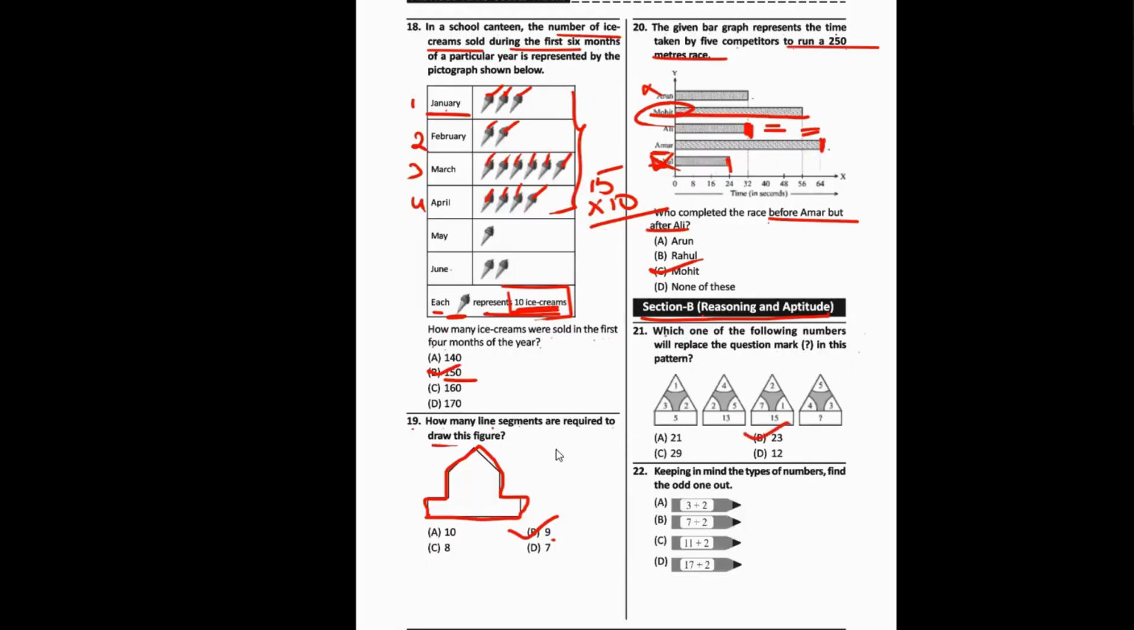Okay. Next, number 22. Keeping in mind the types of numbers, find the odd one out. 3 plus 2, 7 plus 2, 11 plus 2, 17 plus 2. If you check properly, these all are prime numbers. 3 is a prime number, 7 is a prime number, 11 is a prime number, 17 is a prime number. And all are added by 2.